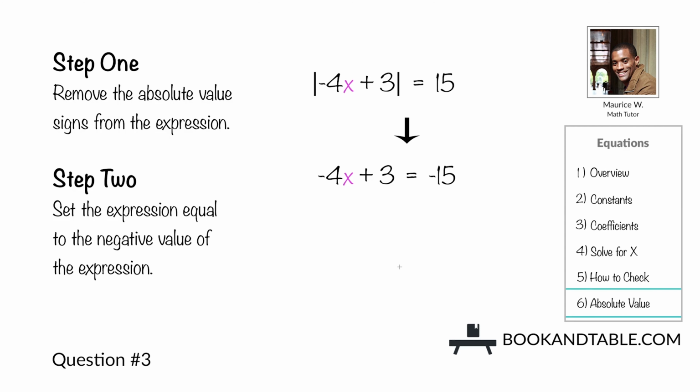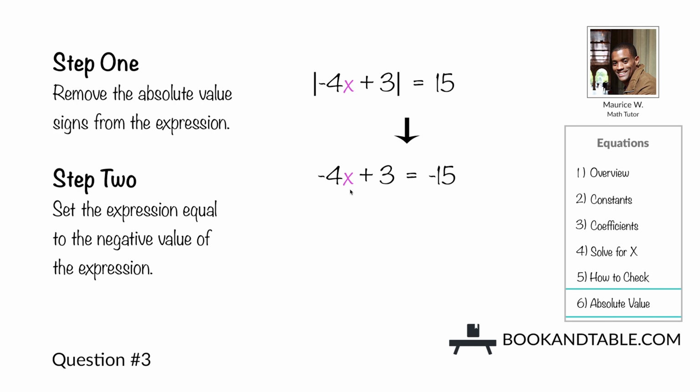And then lastly, question number 3. The absolute value of -4x plus 3 is equal to 15. Step 1, remove the absolute value signs from the expression. So we wind up with just what's between them, -4x plus 3. Step 2, set the expression equal to the negative value of the expression. So instead of +15, it's -15.